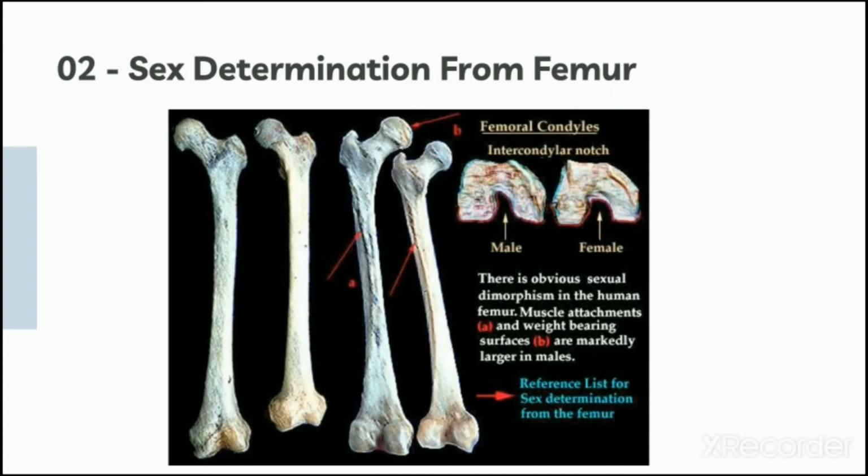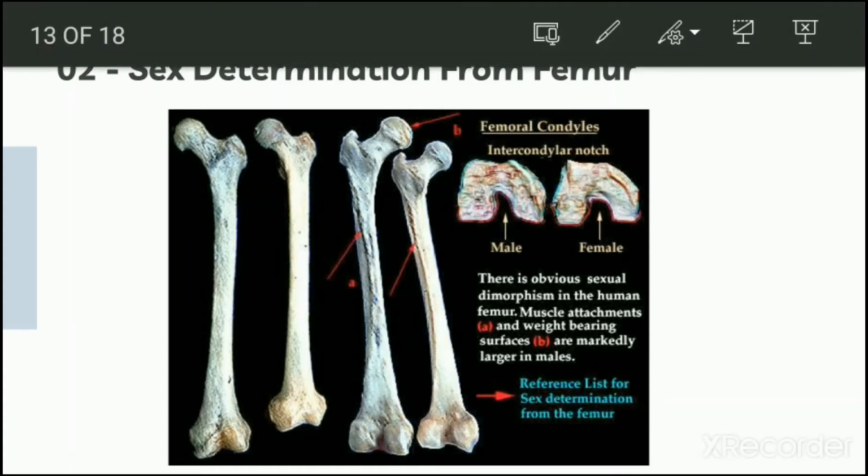There is obvious sexual dimorphism in the human femur. Muscle attachments and weight bearing surfaces are markedly larger in males. Here it shows points A and B. A is the muscle attachments and B is the weight bearing surfaces. They are larger in males compared to the female. The other is the intercondylar notch. Here we can see the difference in size of the intercondylar notches. It is smaller in male and larger in female.